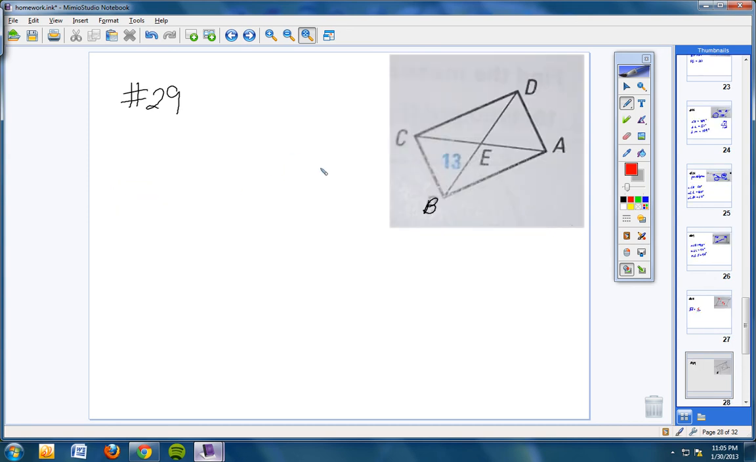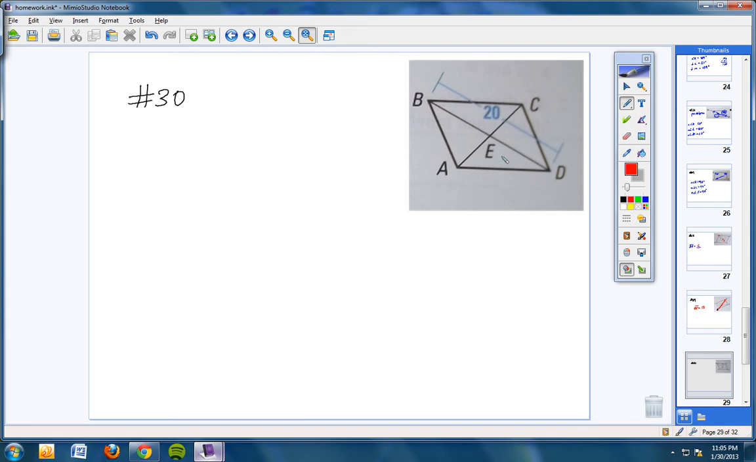All right, number 29. Remember, we're trying to find the length of DE. Well, look, if EB right here, if this line is 13, then what does this line have to be? Yep, you got it, 13. So DE equals 13. And now number 30.